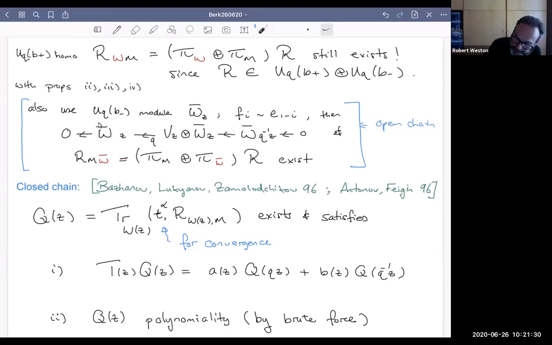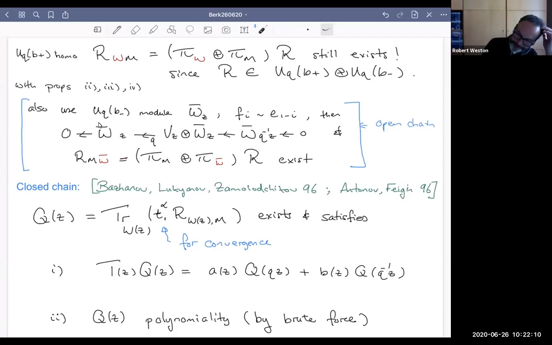There's a slight subtlety that this is a trace over an infinite dimensional space, and for convergence, you need to stick in this extra factor of T1 to the alpha in here. This doesn't change the TQ relations for reasons I don't have time to go into, but it makes it convergent. Anyway, you end up with these TQ relations, and that's how the Q operator of the closed chain was constructed back in the late 90s. Polynomiality of this follows by brute force calculations, essentially. There's no simple argument available for polynomiality of these algebraic objects. So that's the closed case.